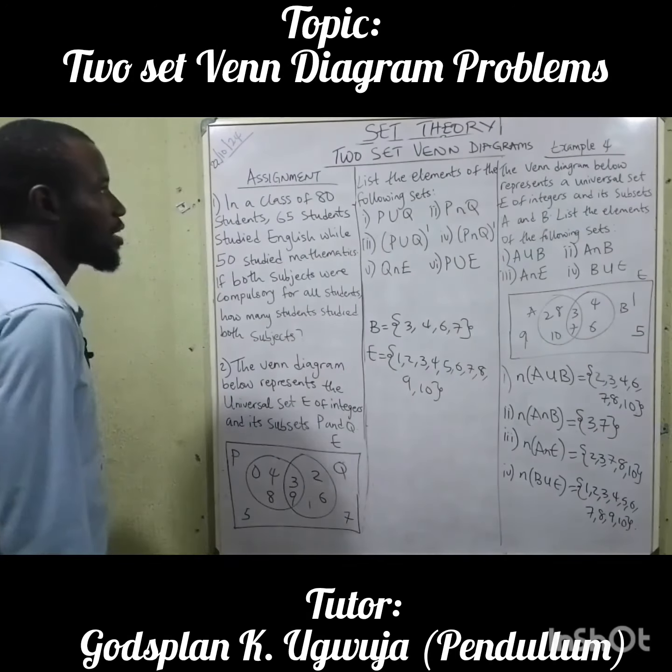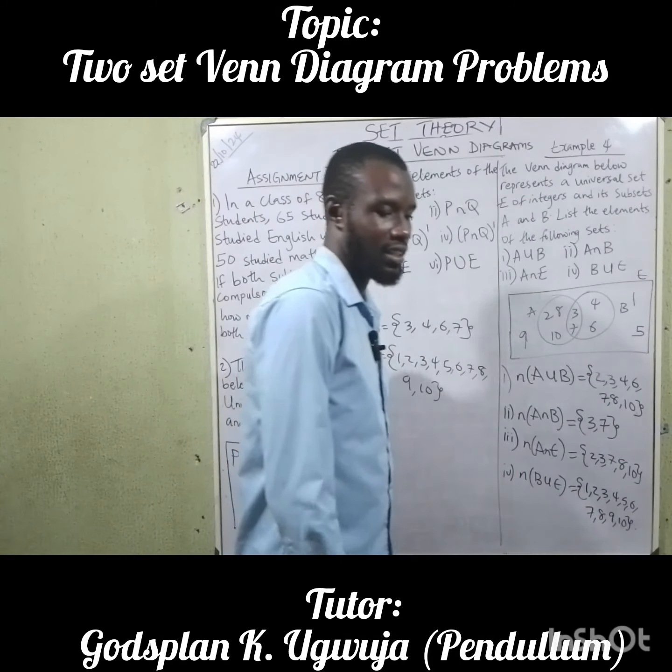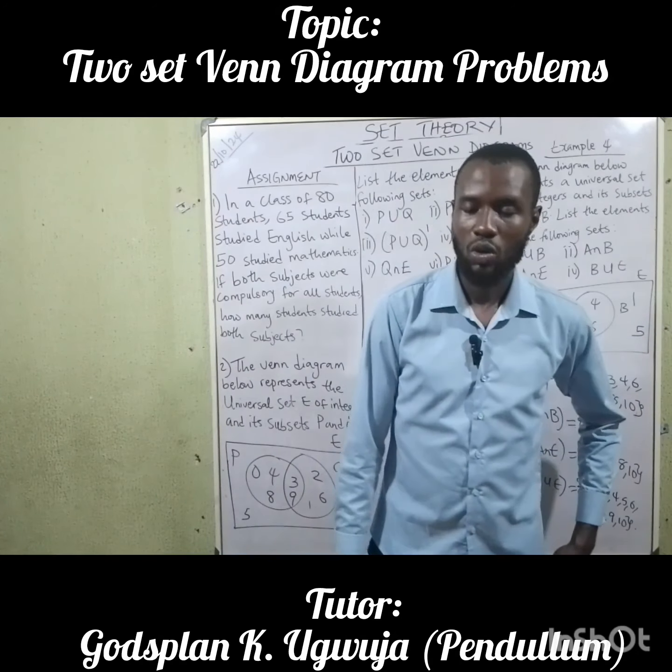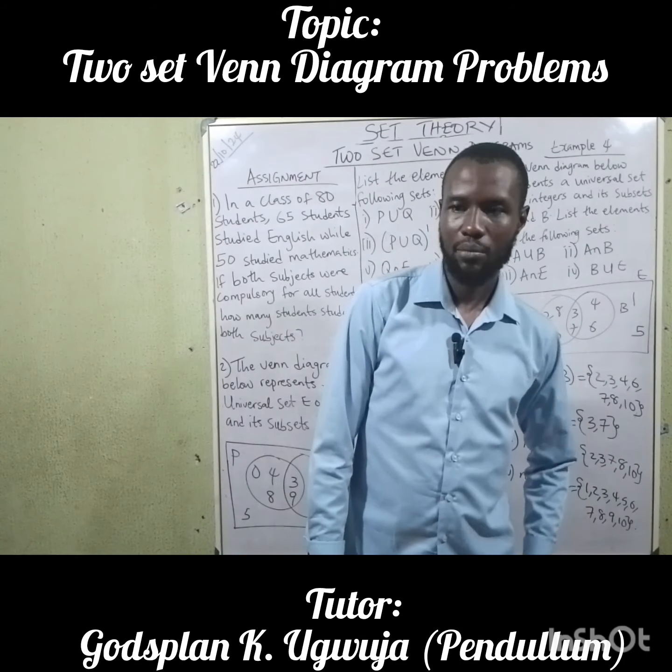So with this, I believe we are well versed and grounded in two set Venn diagram problems.